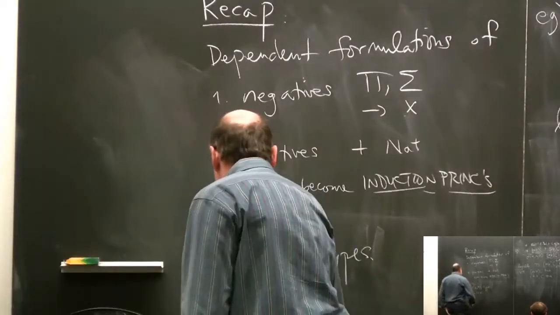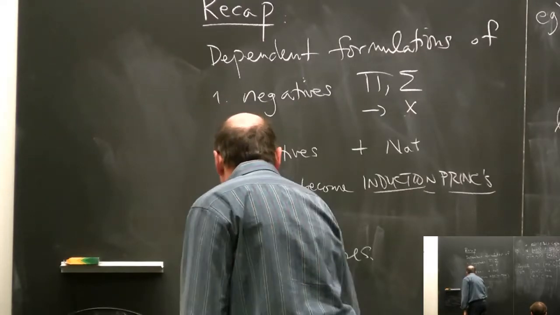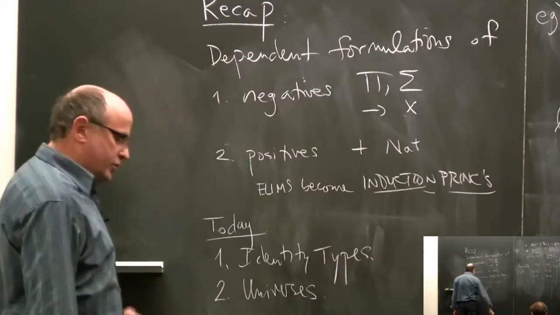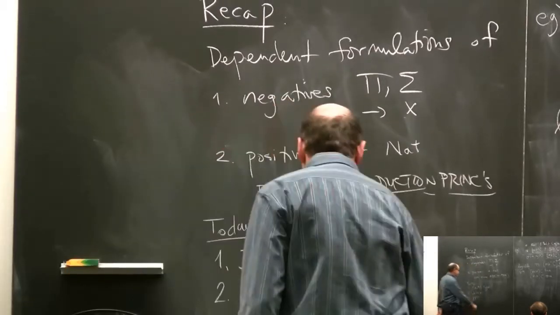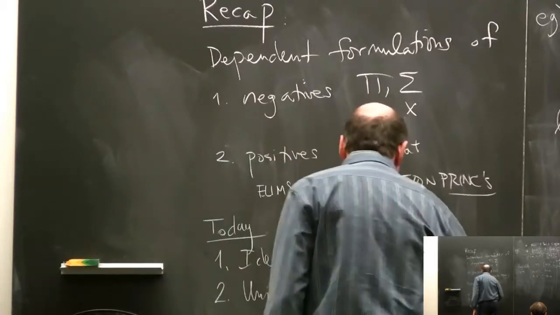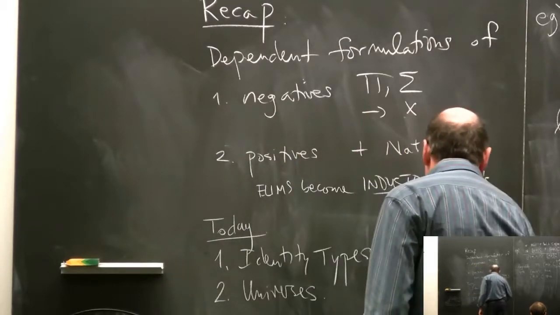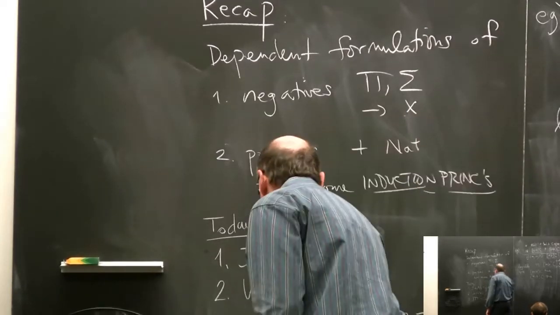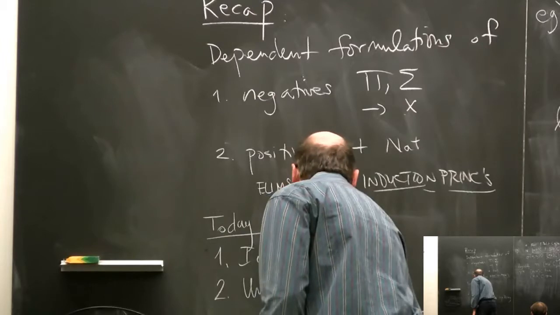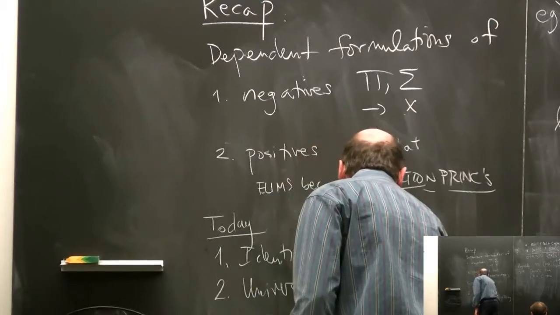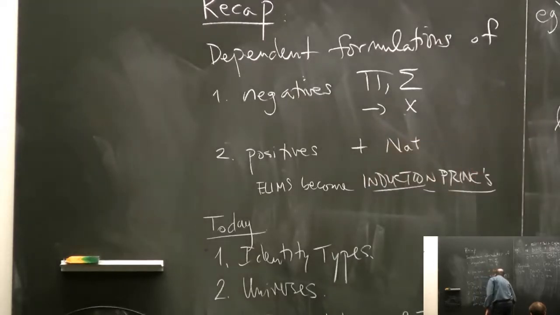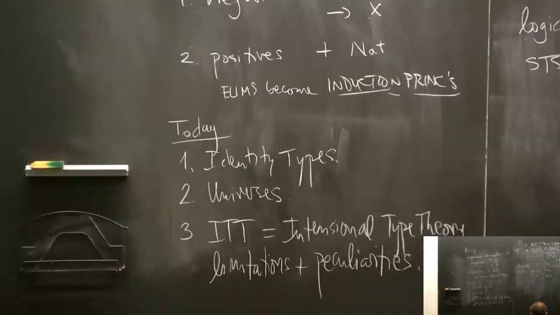When these two things are in place, I will at this point have what is called ITT, intuitionistic or intensional type theory. I will then have developed what is called intensional type theory. And I will then speak a little bit about its limitations, maybe, and its peculiarities, because that's going to motivate a bunch of other ideas from there. So that's my plan. That's what I'm going to talk about for today.